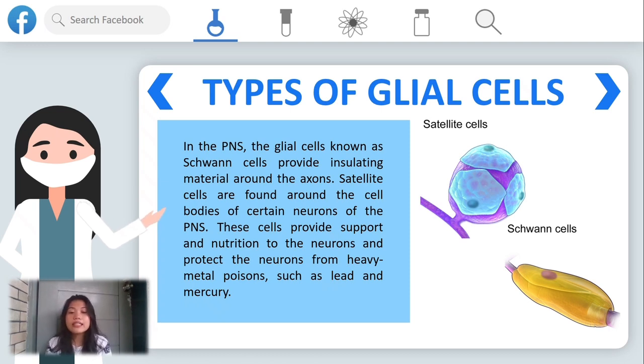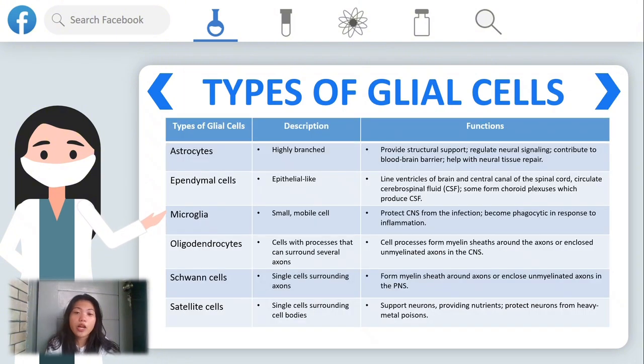The satellite cells are found around the cell bodies of certain neurons of the PNS. These cells provide support and nutrition to the neurons and protect the neurons from heavy metal poisons such as lead and mercury. So here we have the table. You can see the differences of the six types of glial cells. We have the description and the functions as well.